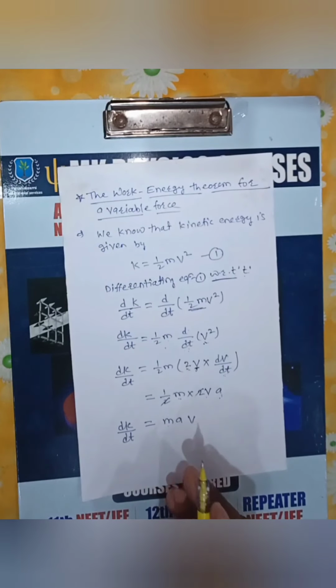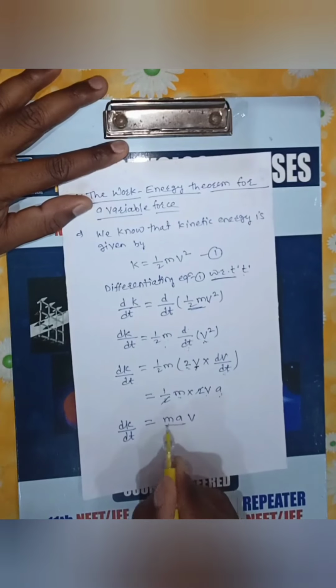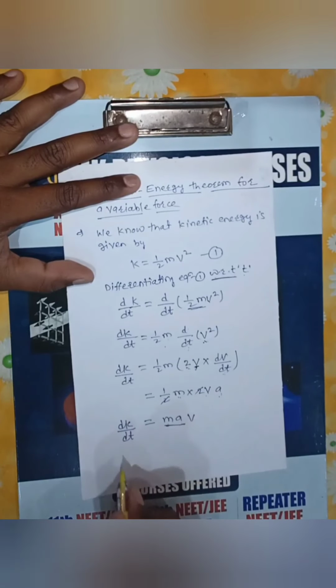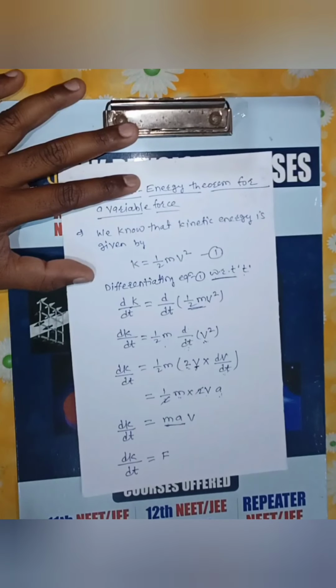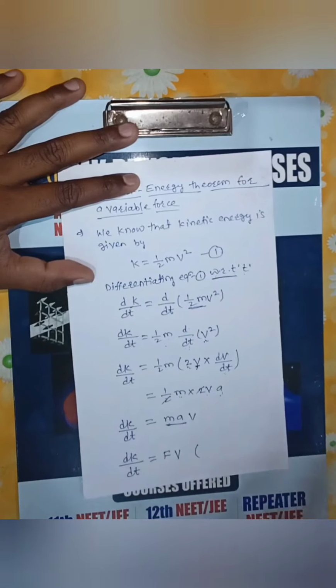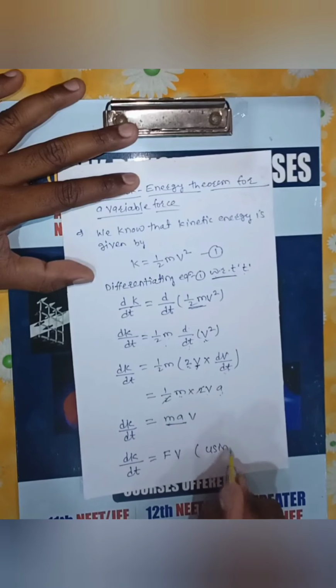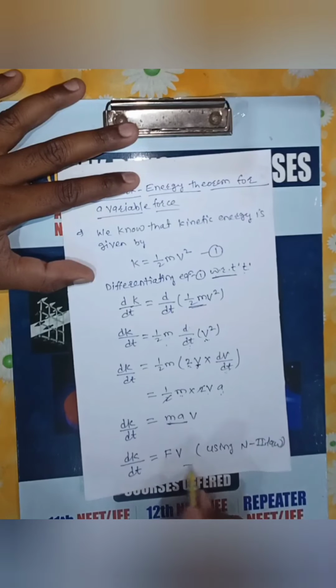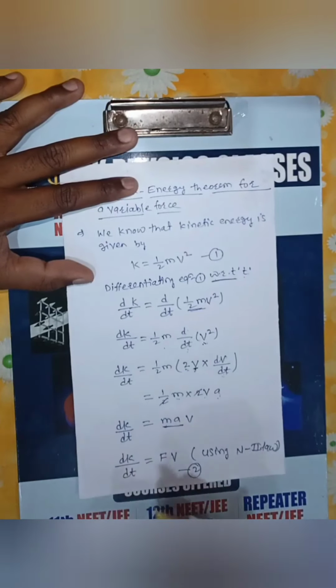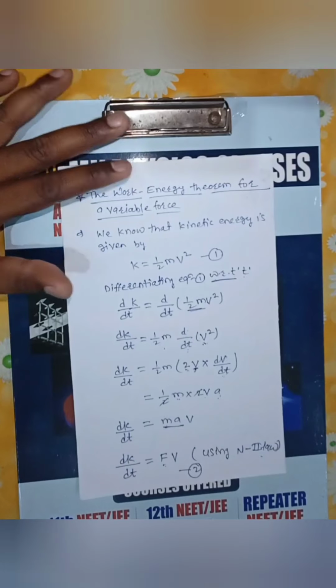Then you know that using Newton's second law, mass into acceleration is nothing but force. Therefore dK by dt is equal to F into v. Here, which law did we use? Newton's second law. Now this is equation 2. Mass into acceleration is nothing but force, therefore dK by dt is equal to F into v.